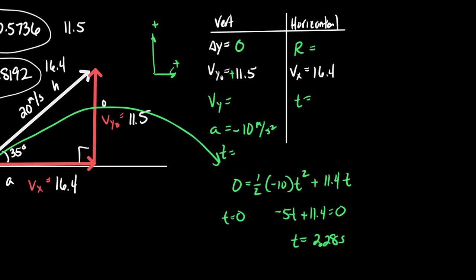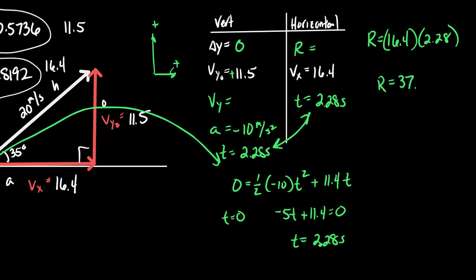Now, I want to find the range, so this is 2.28 seconds, and this is 2.28 seconds. Remember, it goes in both places. Using my chart, range equals 16.4 times 2.28. I find that it lands 37.4 meters away. That's where along the ground it strikes the ground. Do you understand now why we have to do the trig first?